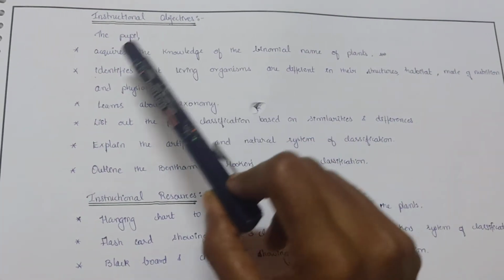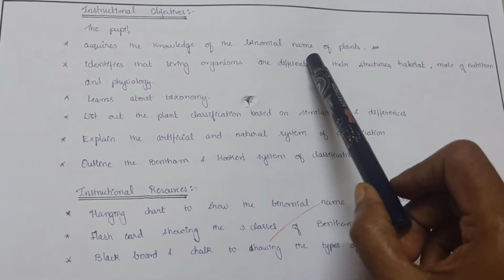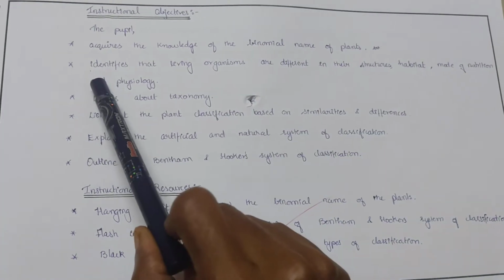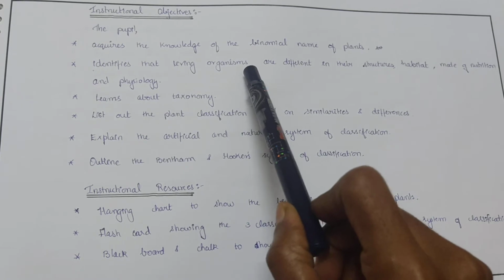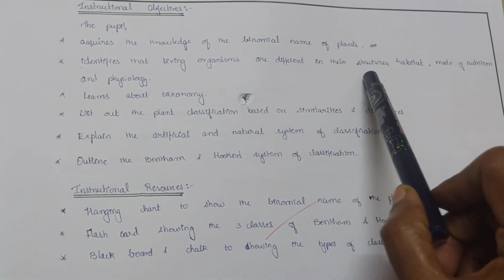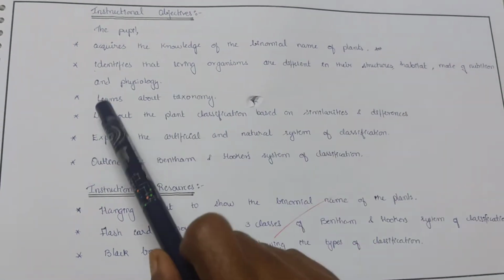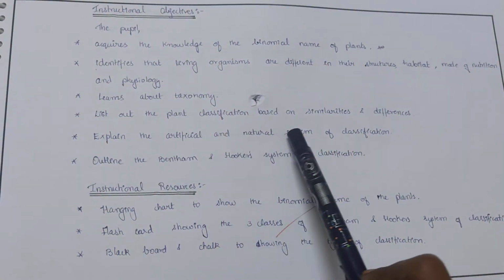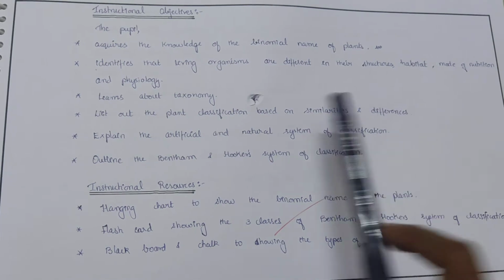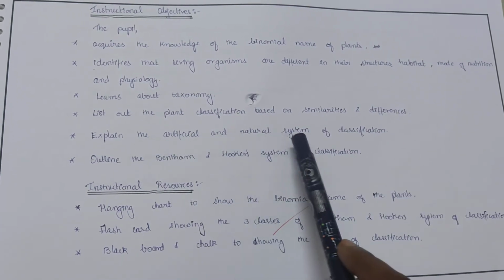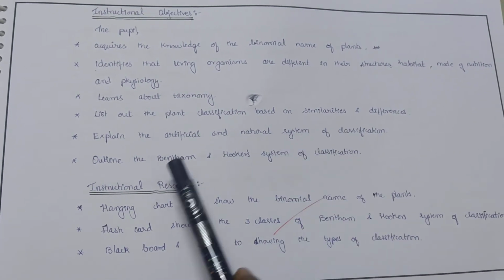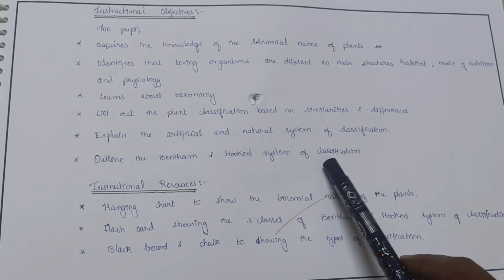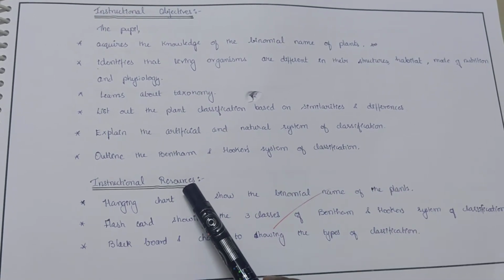Instructional objectives. The pupil acquires the knowledge of binomial name of plants, identifies that living organisms are different in their structure, habitat, mode of nutrition and physiology, learns about taxonomy, lists out the plant classification based on similarities and differences, explains the artificial and natural system of classification, outlines the Bentham and Hooker system of classification.